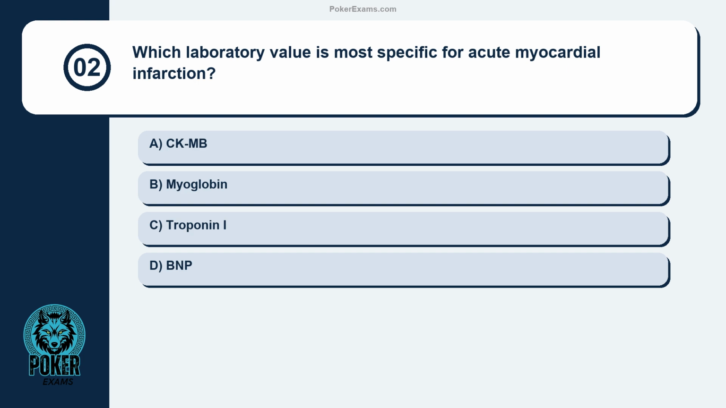Question 2. Which laboratory value is most specific for acute myocardial infarction? CK-MB, myoglobin, troponin I, BNP.